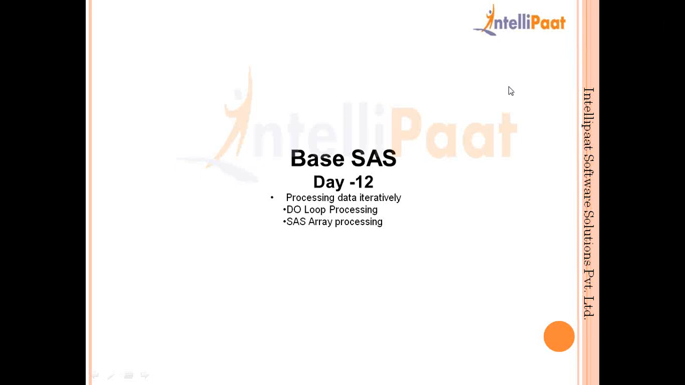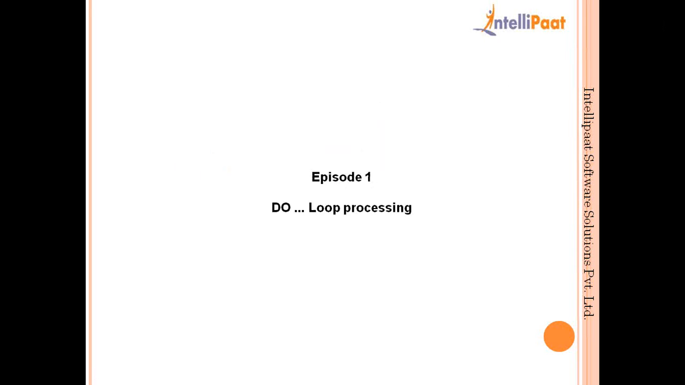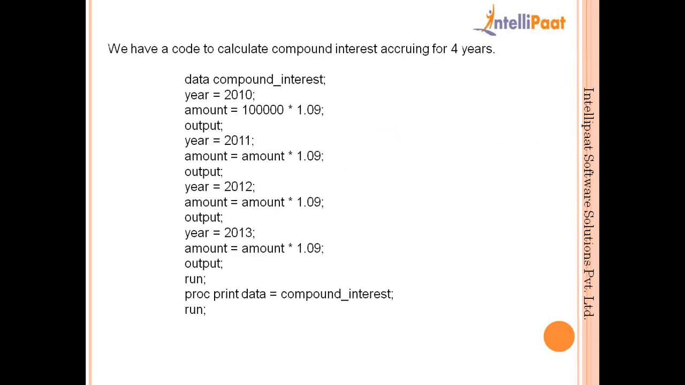So let's start our day today with the first topic, which is looping, or the do loop process. Let me show you an example first. This is the example. You can see the code I have written says data compound interest, then year is equal to 2010, then amount is equal to whatever amount is given, times 1.09, that's the rate. So we are multiplying it with the basic amount.